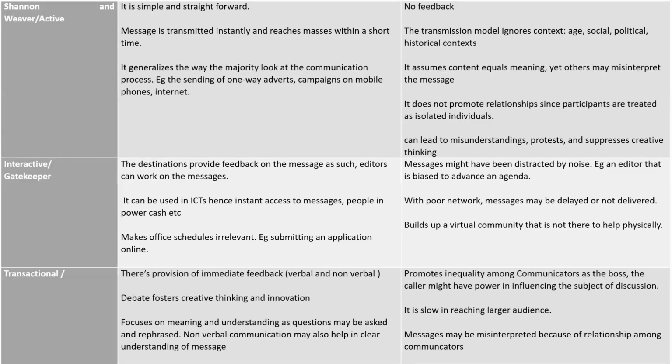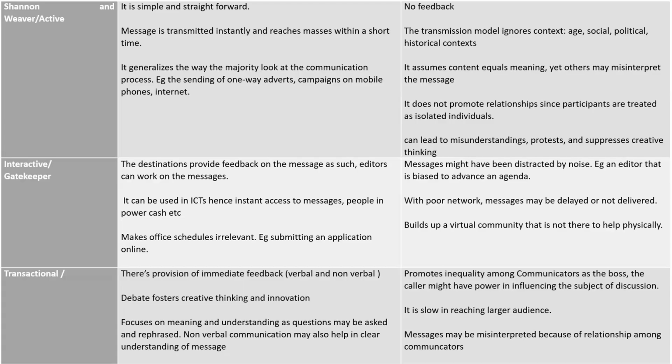So basically, the one-way communication model is simple and straightforward. For instance, there's a danger. You want to send the message to the masses instantly. This is a model of communication that one can use. It is simple and straightforward. The message is transmitted instantly to the masses, and it generalizes the way people look at communication process. For example, you find that maybe people advertising for bet, they will just send them to your phone, or sometimes you have pop-ups on your internet. All these are one-way communication. So the advantage is that you are able to send messages instantly. But the disadvantage is that there's no feedback.